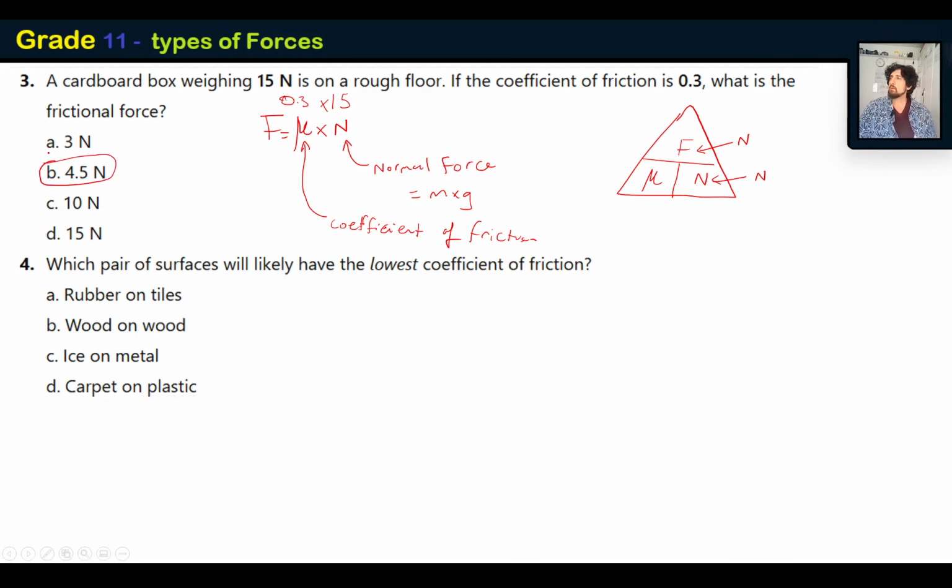Right. Which pair of surfaces will likely have the lowest coefficient of friction? The lowest coefficient of friction means it's going to be very slippery. Highest coefficient of friction means it's going to grip to each other very, very well. So lowest coefficient of friction, I can tell that's going to be ice and metal. That's going to be very, very slippery. If it said the highest coefficient of friction, I would go with rubber and tiles or rubber on road, or anything with rubber really, because that grips very well. But since it's asking for the lowest, it's definitely ice and metal or oil on tile or anything like that. That's going to be very slippery.